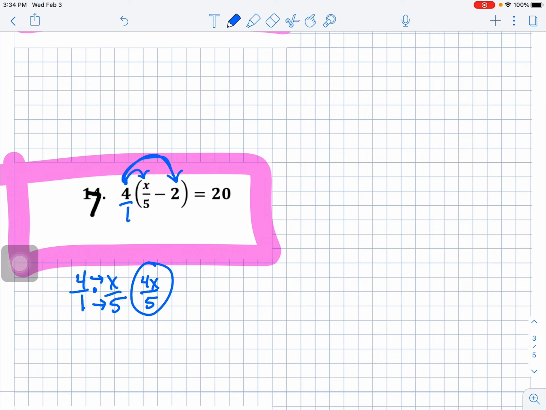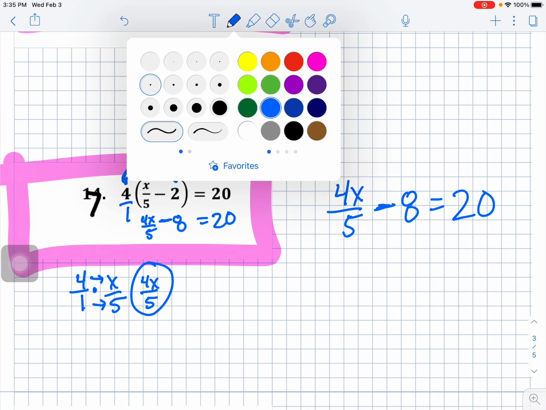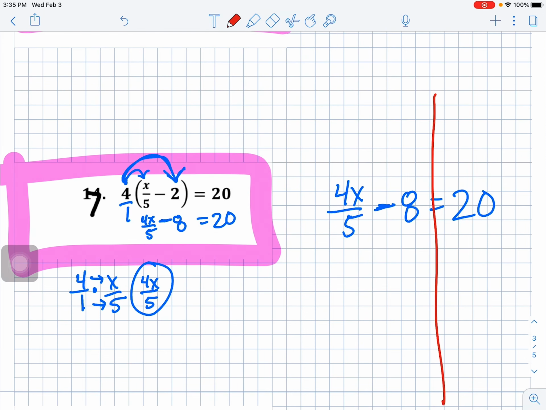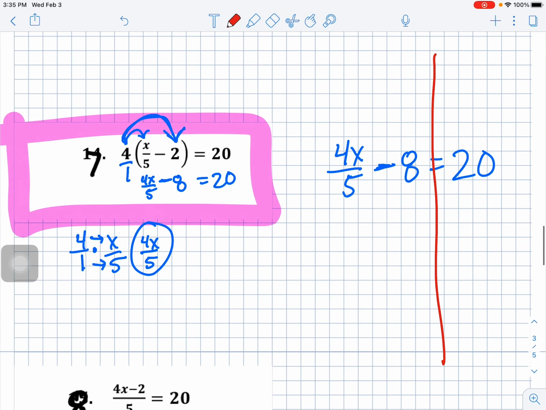And then 4 times 2 is 8. So this is 4x over 5 minus 8 equals 20. So I'm going to write that down a little bit cleaner next to it. 4x divided by 5 minus 8 equals 20. So now that I have my parentheses out of the way, I'm going to go ahead and follow my solving directions, or solving equation steps.